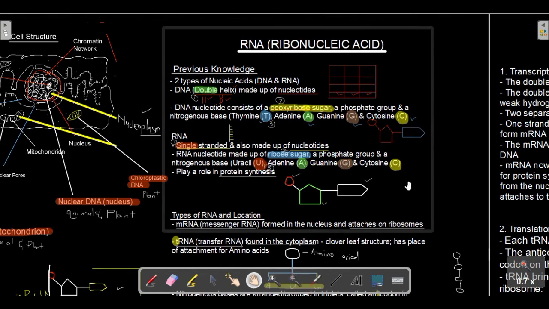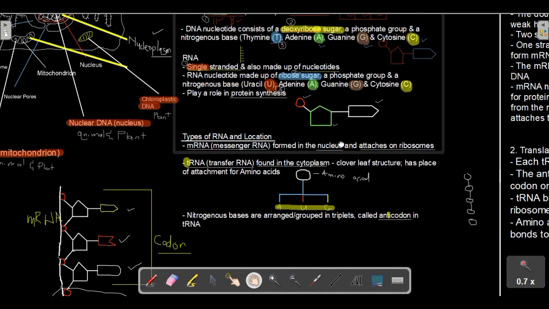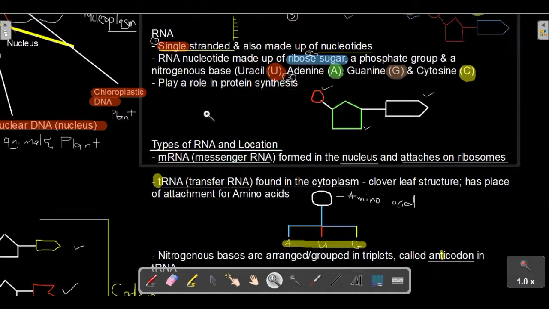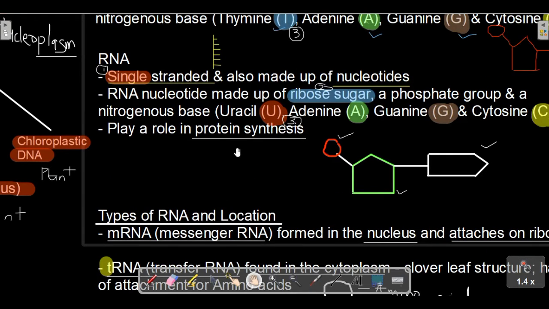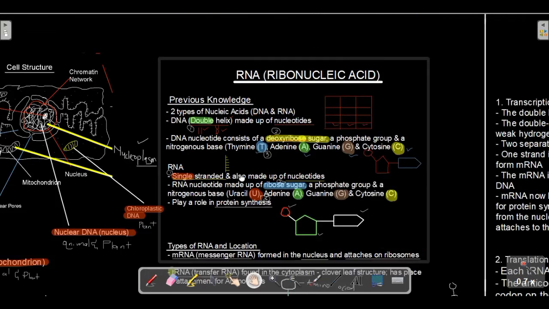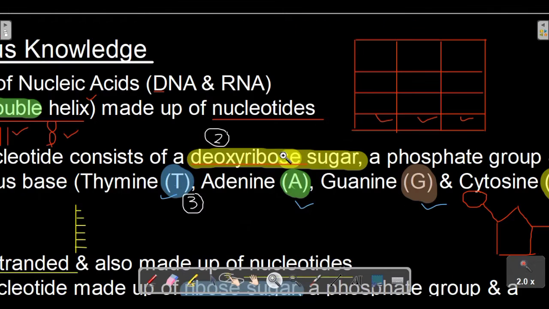Okay, right. So we said that RNA plays a role in protein synthesis, and we also said that DNA actually provides a code that will initiate or start protein synthesis. So both of these play a role in protein synthesis.